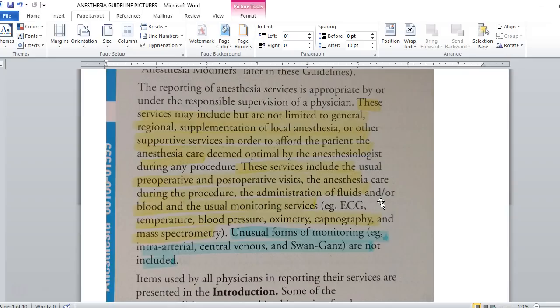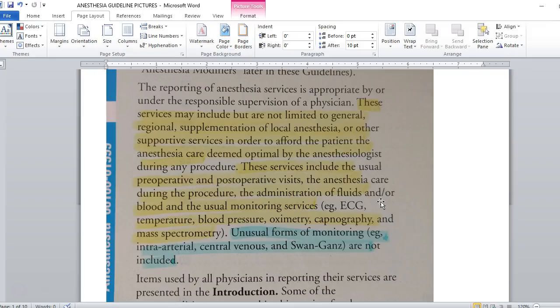Also, the usual monitoring services. These are the machines they're hooked up to. The ECG, so the electrocardiography, so looking at the heart. Temperature, of course, blood pressure, oximetry, so seeing how much oxygen is in the blood. Capnography, which goes along with it. So we want to know how much oxygen the patient's getting in and how much carbon dioxide they're releasing to make sure that they're breathing properly.